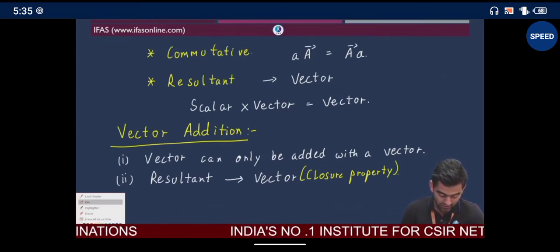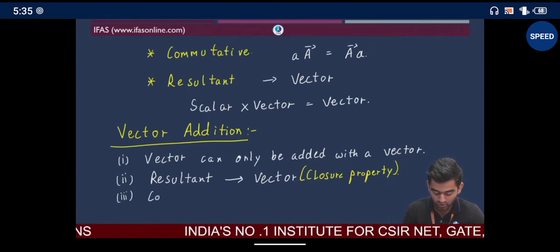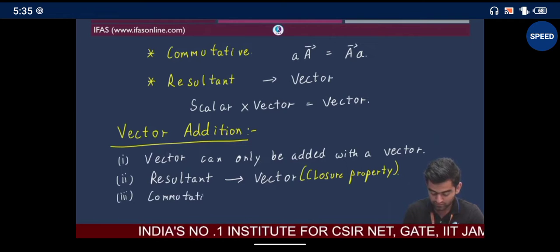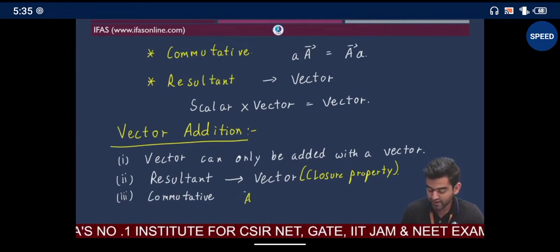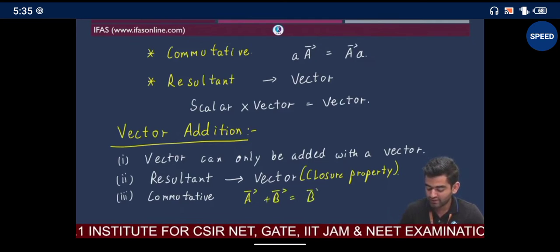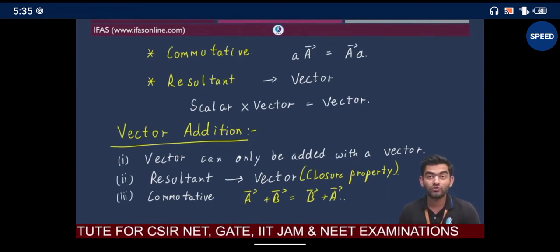Okay. Next point is commutative. Vector addition is also commutative. We simply address it in this manner. Let's say A vector added with B vector is similar to B vector added with A vector. So it follows the commutative law as well.